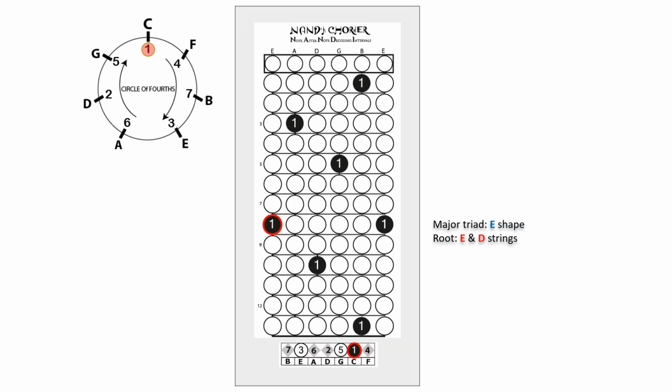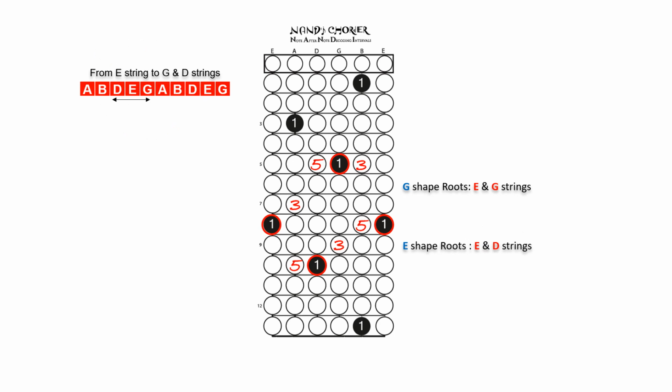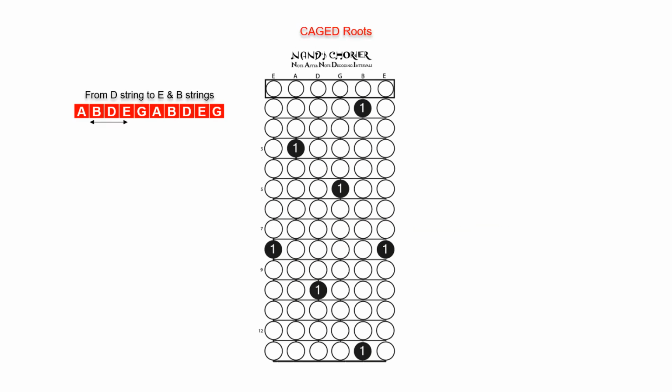Here's a C major triad, in the E shape. The G and E shapes share the E string root. Let's connect 2 adjacent shapes, sharing the D string root. E, a second above D, places the root 2 frets below, on the E strings, while B, a minor 3rd below D, places it 3 frets higher, on the B string.